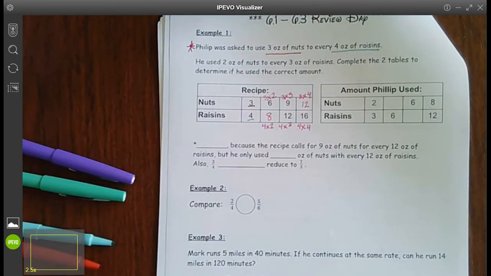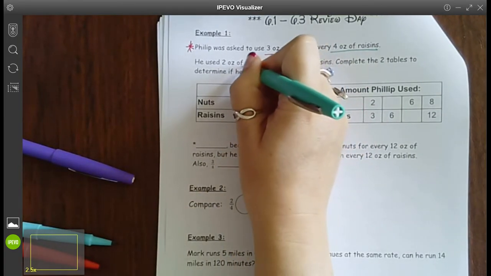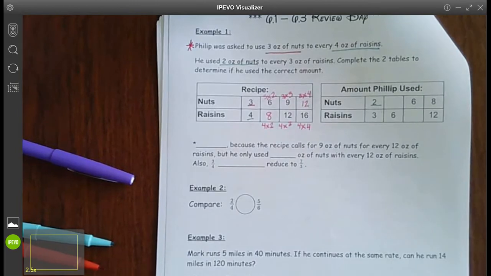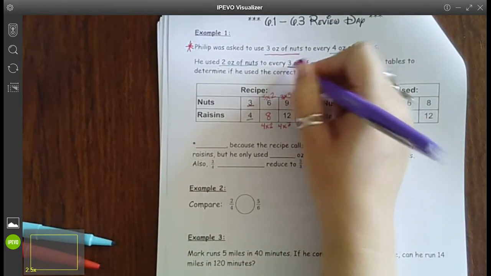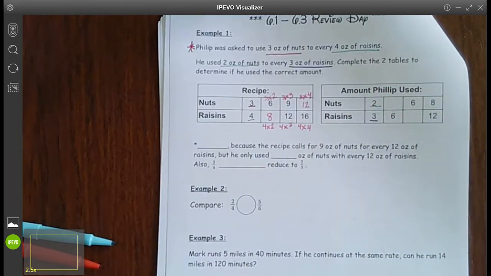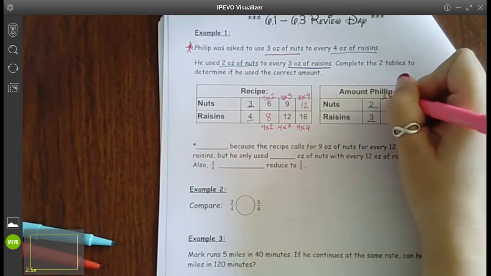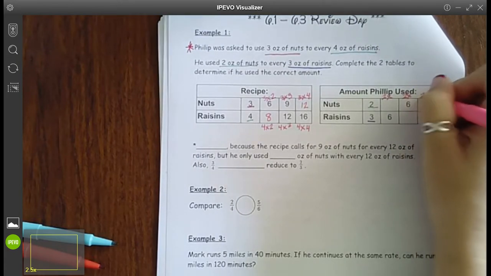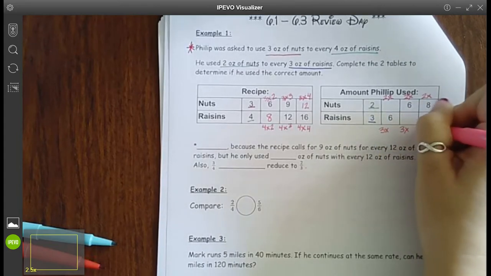Now there's what he actually did. It says he used 2 ounces of nuts. Okay, so that went with the nuts. And he also used 3 ounces of raisins. Okay, so 3 went with the raisins. Now, just like before, I want to keep this ratio consistent. So 2 times something on the top and 3 times something always on the bottom.